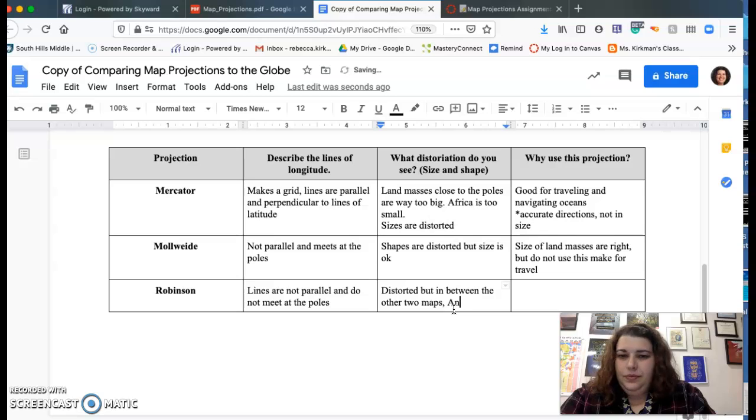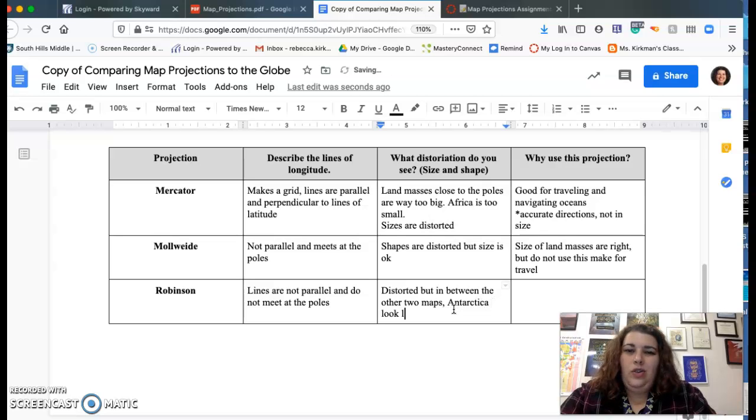Antarctica looks large, but it's not as bad as the Mercator. This one is good to use because it's a balance of both maps. It's in between both of those, so even though it's not the best, it's still better in some ways because it's a good in between. So it's a balance of both maps.